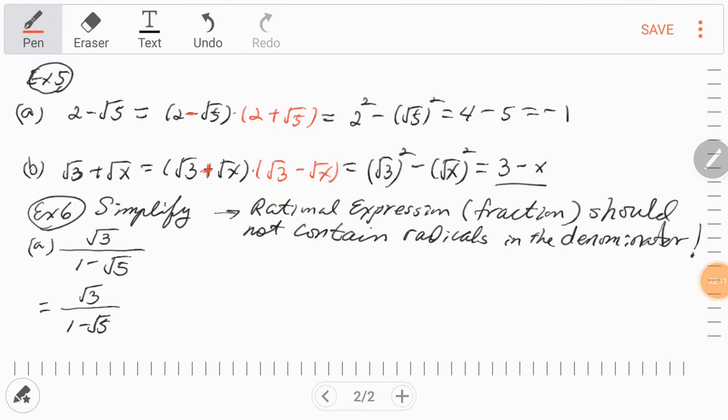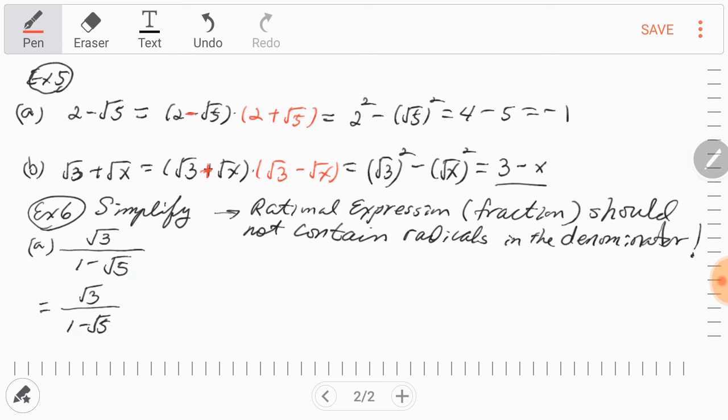Okay, example 6. We will simplify a rational expression. The rational expression is a fraction. And if the fraction contains a radical expression in the denominator, then that is not simplified. We have to remove the radicals from the denominator so that we can simplify the fractions. So how do you get rid of this 1 minus square root of 5? So we have square root of 5 in the denominator.